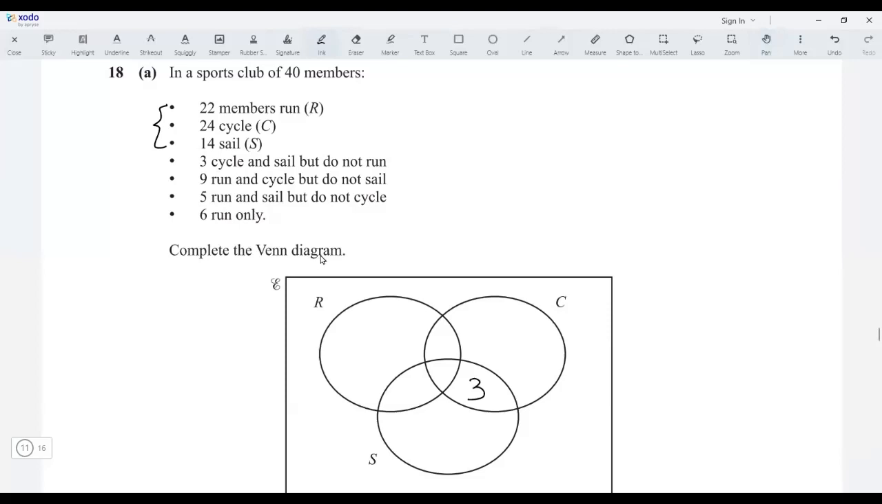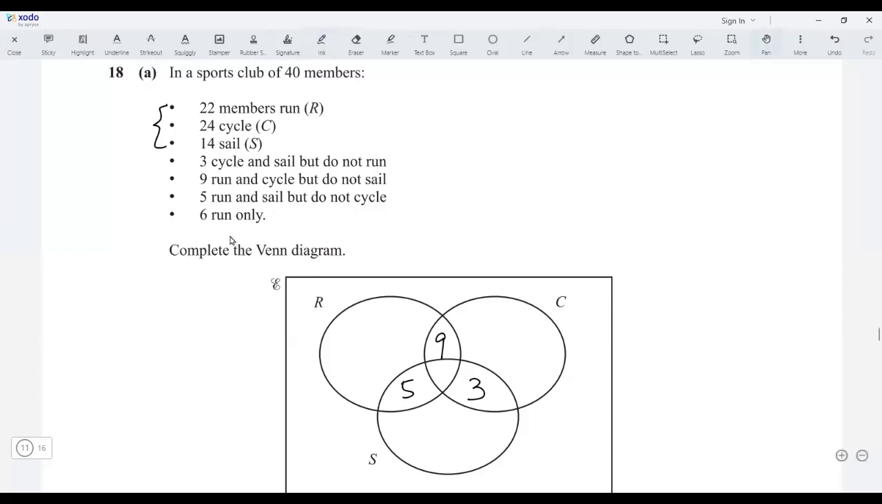So nine run and cycle, but they do not sail. It means that nine is to be mentioned here. So five run and sail, but do not cycle. So five is to be mentioned here. So what else is left?